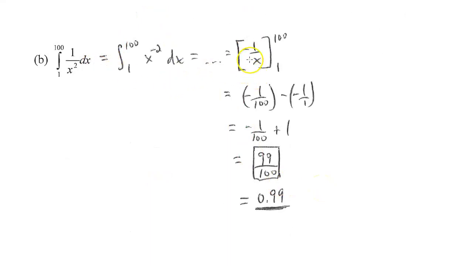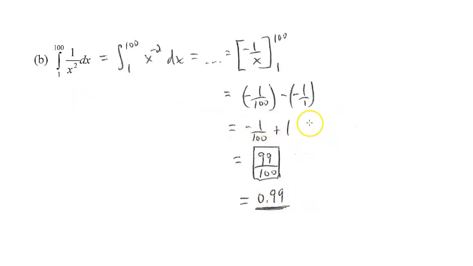When we integrate, we still get negative 1 over x, but this time evaluated from 1 to 100, so we get negative 1 over 100 plus 1. That's 99 over 100, or 0.99. Now you can imagine what would happen if we went 1 to 1,000. I think we would get 0.999. Or what if we went 1 to 1,000,000? We'd get something like 0.999999.